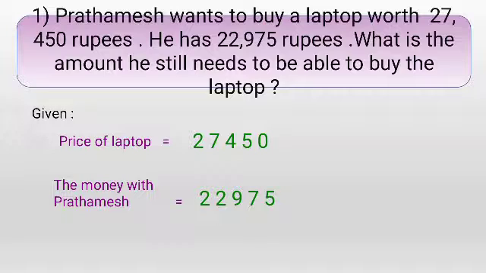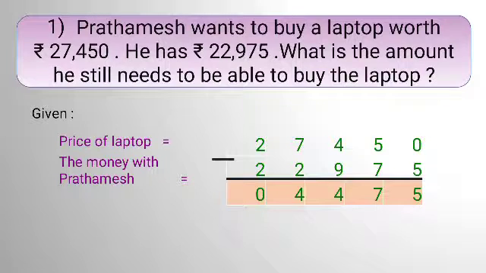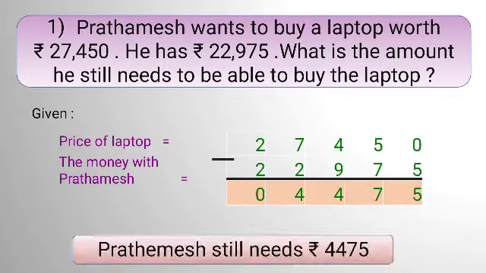This is first step. Now second step, you have to subtract. So I have written the underline, then minus sign, and then the answer. Now my second step is over. Now the third and the final statement. Prathamesh still needs rupees 4475.